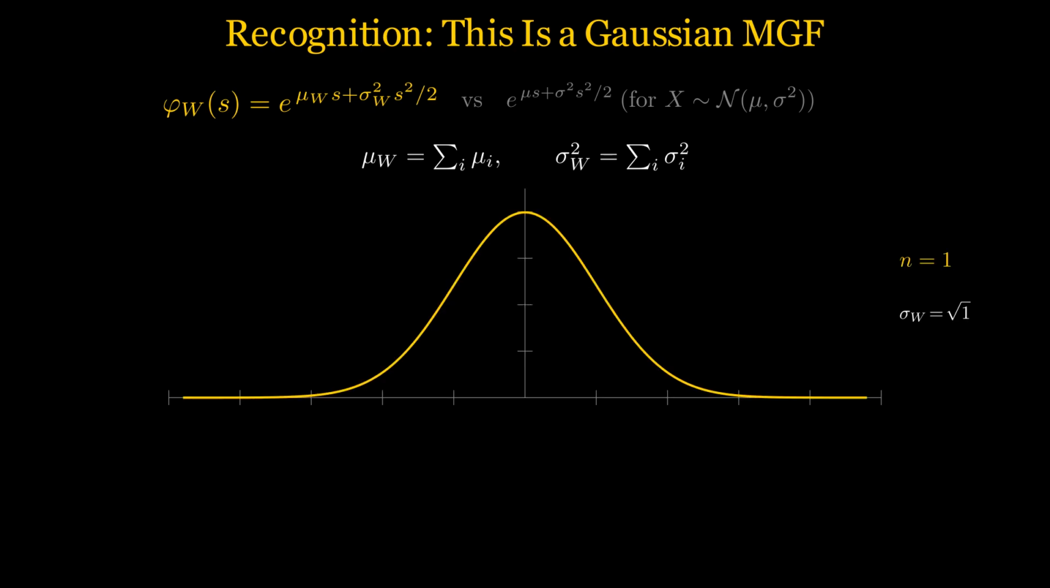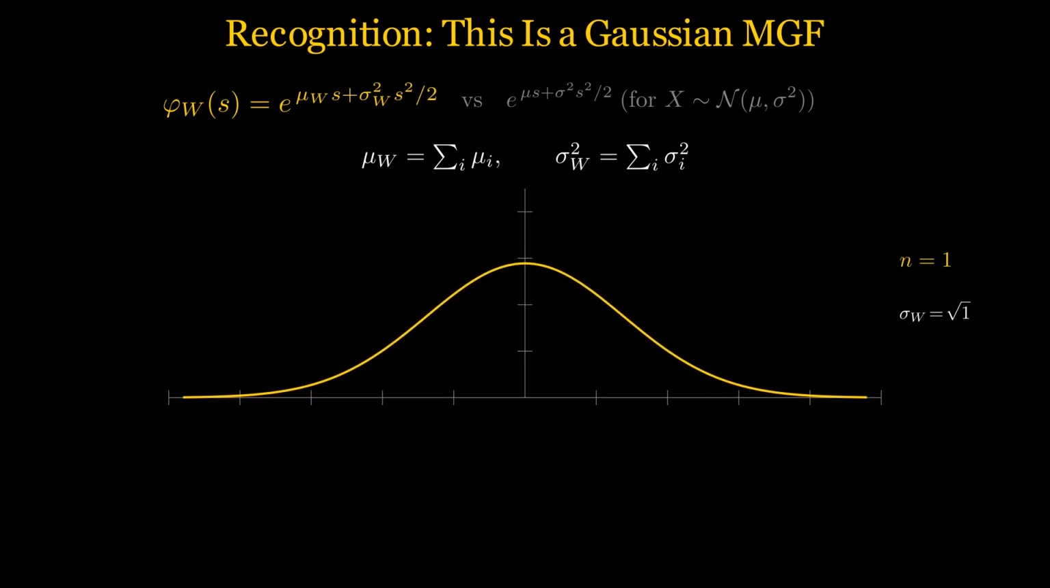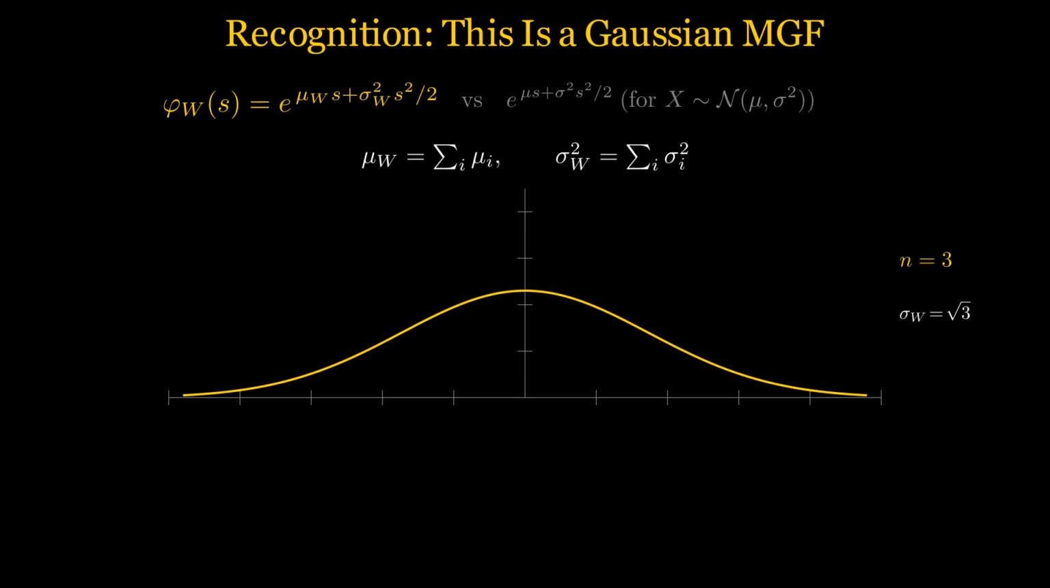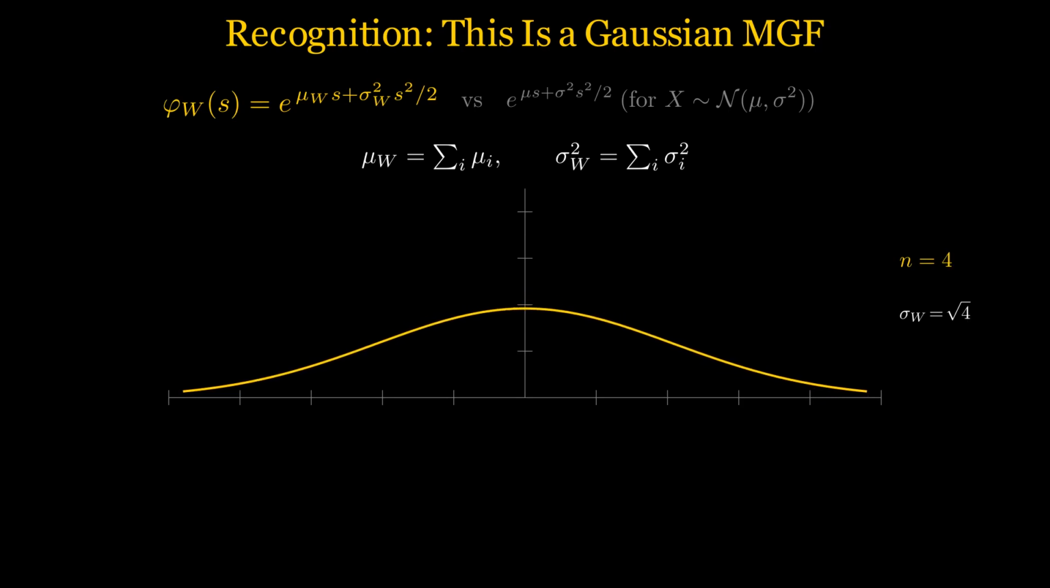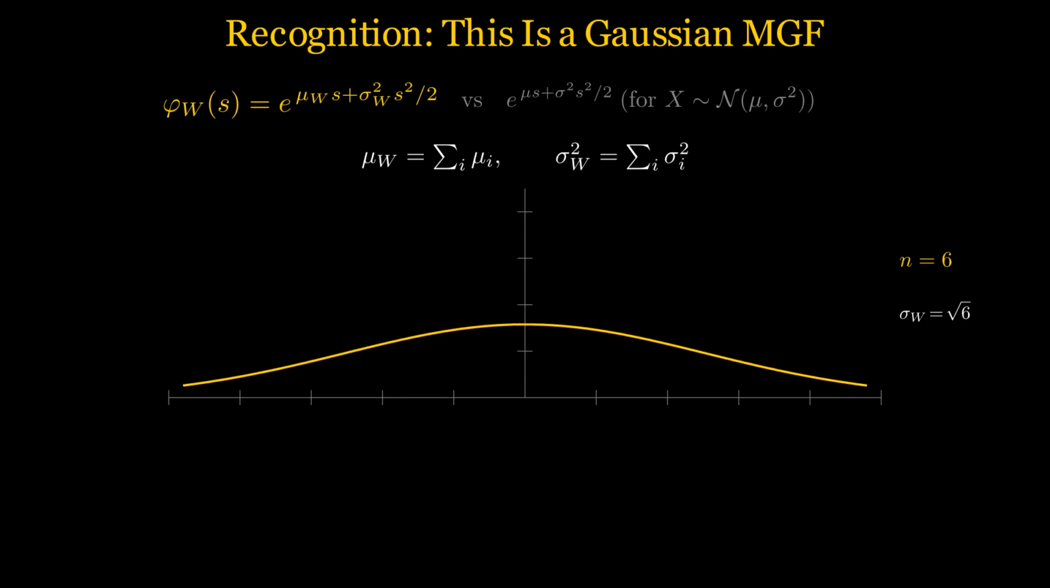Watch as we add more and more Gaussian random variables together. The combined bell broadens with each addition but stays perfectly Gaussian throughout. With 2, 3, 4, 5, 6, 7, 8, 9 components. The sum is always Gaussian, the variance growing linearly and the standard deviation growing like the square root of n.